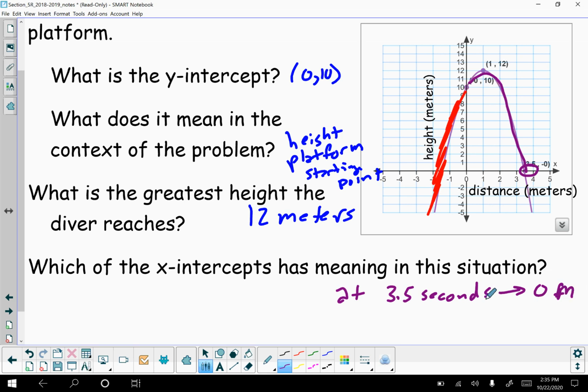So what does the x-intercept mean in the context of this problem? Well, this one means nothing. This one over here means when the person actually entered or hit the ground or hit the water, whatever they're going into. I hope it's water.